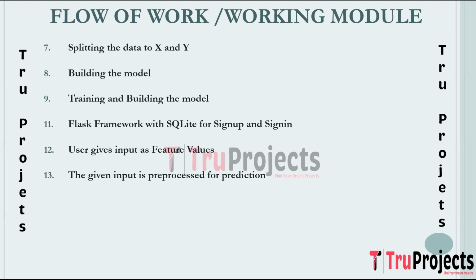The next step is the given input is pre-processed for prediction. In this module, user provided input is prepared for prediction by applying the same pre-processing steps as the training data. This ensures consistency in the data format. Trained model is used for prediction. In this step, the machine learning model previously trained is employed to make predictions based on the pre-processed user input.